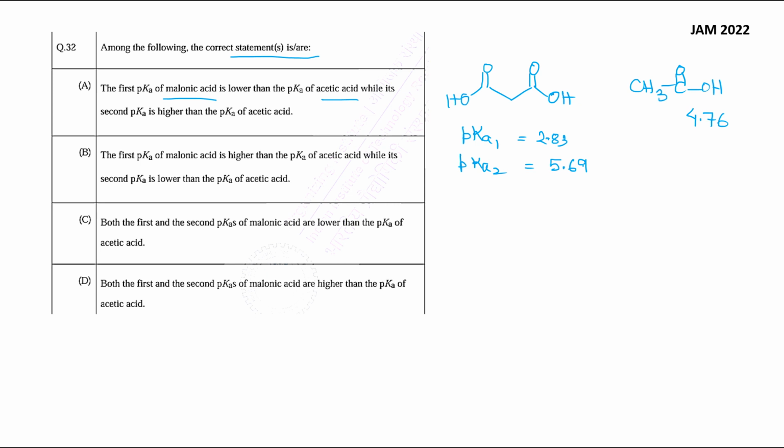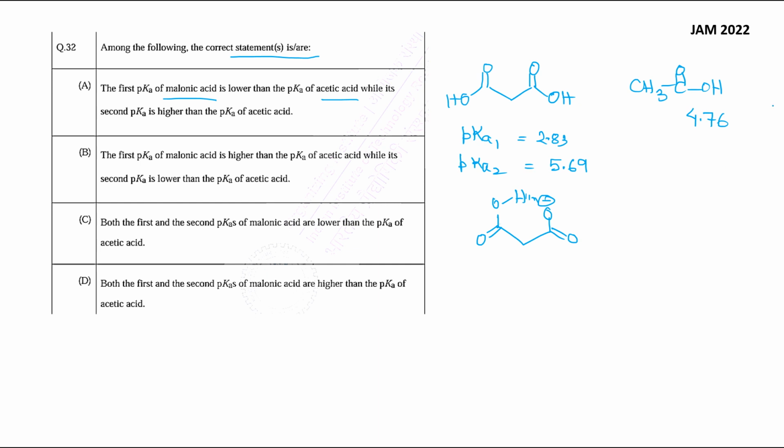So the experimental value says the first statement should be correct: the first pK of malonic acid is lower and the second pK is higher, 5.69 being greater than 4.76. But what is the reason behind that? To understand the reason, we will draw the conjugate base. Here O negative, I am drawing it for malonic acid, OH, C double bond O. Now this type of hydrogen bond is possible, which gives it some stability. So when the first hydrogen is lost, we get this type of conjugate base, and that is why it is more acidic than acetic acid.